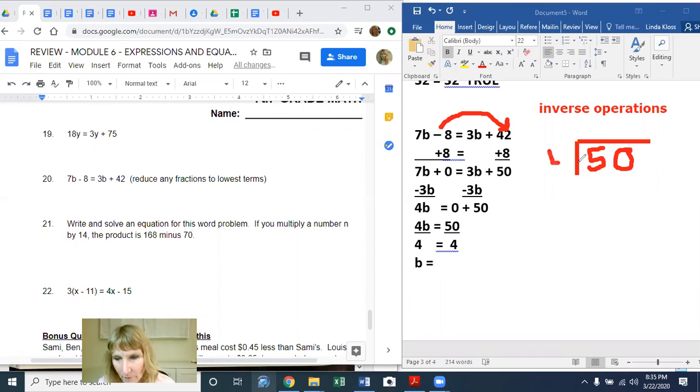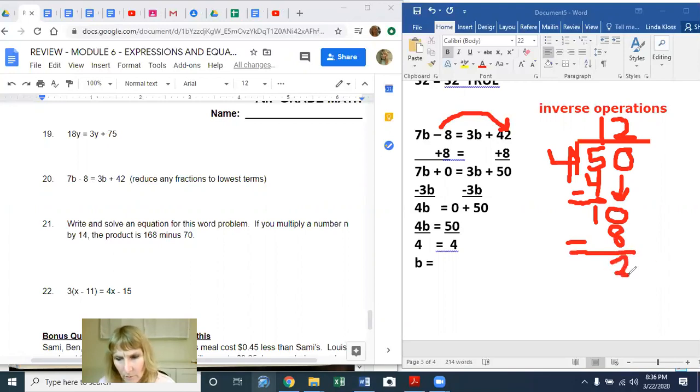50 divided by 4. It's kind of a messy 4, but we can get it. 4 goes into 5 one time. 4 times 1 is 4. 5 minus 4 is 1. Bring down the 0. 4 goes into 10 twice. 2 times 4 is 8. 10 minus 8 is 2.